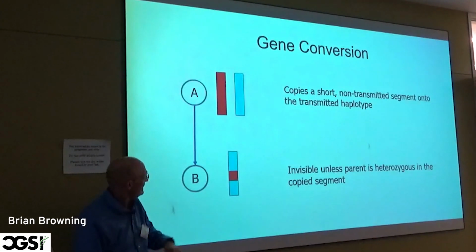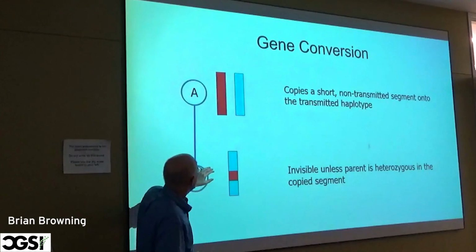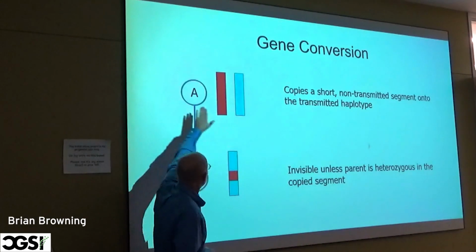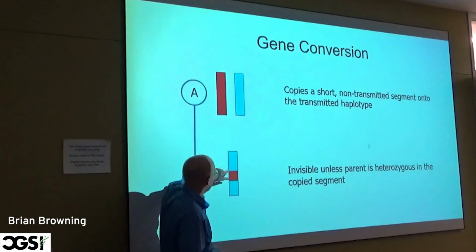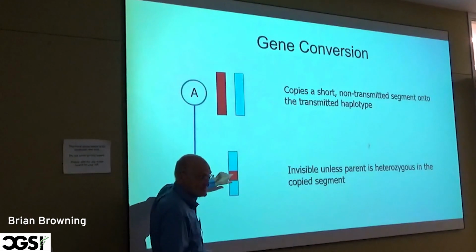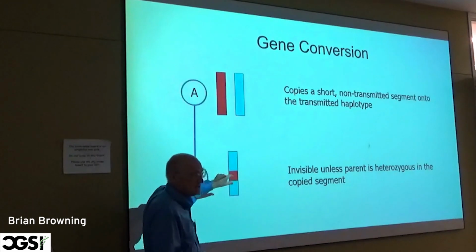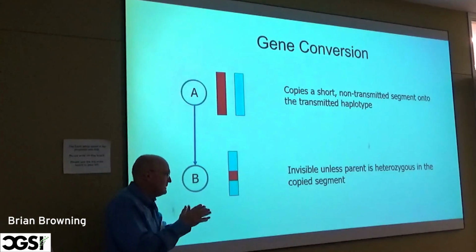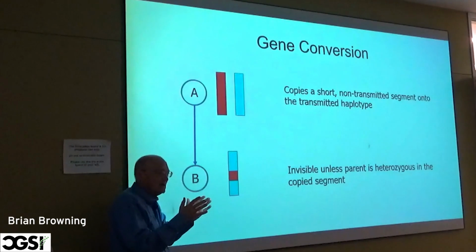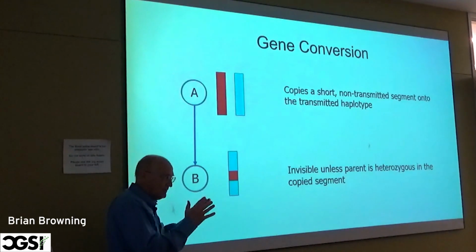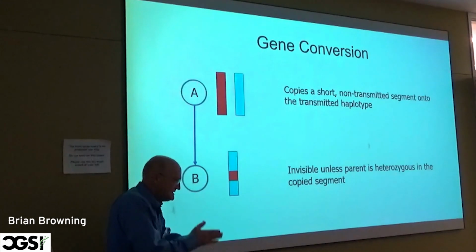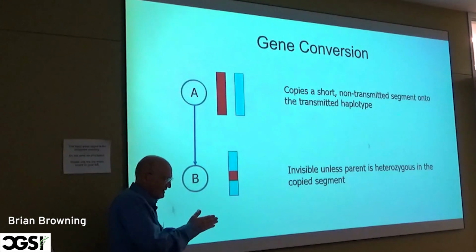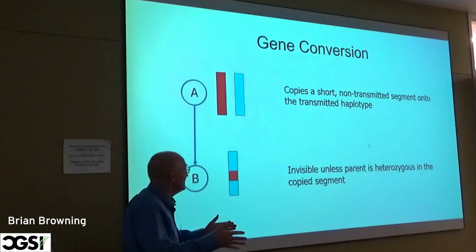So a gene conversion is when you pass down from parent to child the blue haplotype, but a section of the red haplotype gets copied onto it before it's passed down. And that section tends to be very short, let's say a few hundred bases on average. We also know that the average heterozygosity rate in humans is such that you have a heterozygous site every 1 or 2 kb.